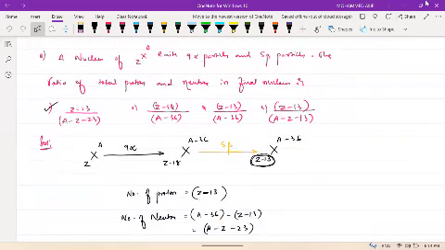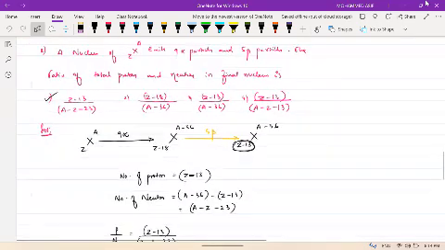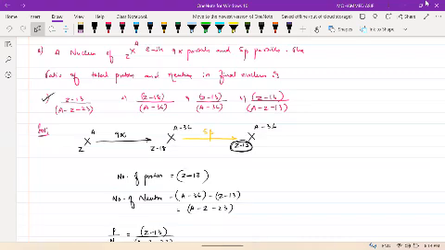See this question. A nucleus of X with atomic number Z and mass number A emits 9 alpha particles and 5 beta particles. The ratio of total protons and neutrons in the final nucleus is asked. Write the reaction. X(Z, A) undergoing 9 alpha particles, so atomic number will decrease by 18, mass number will decrease by 36. So Z minus 18, A minus 36. Then 5 beta particles, that means Z minus 13 and A minus 36.